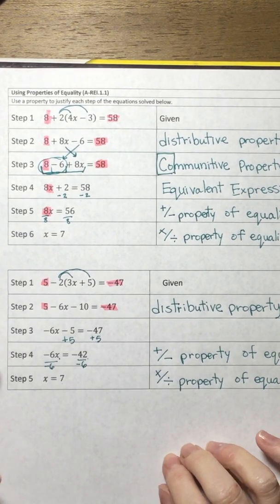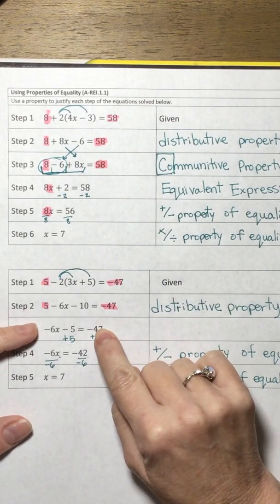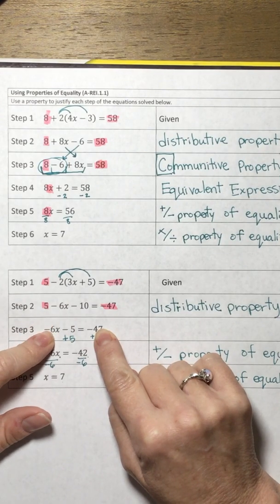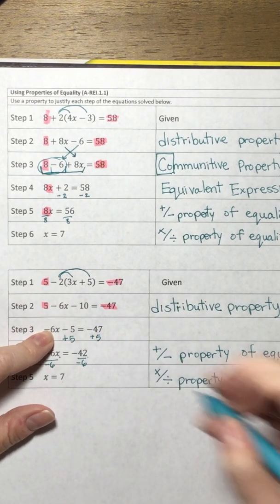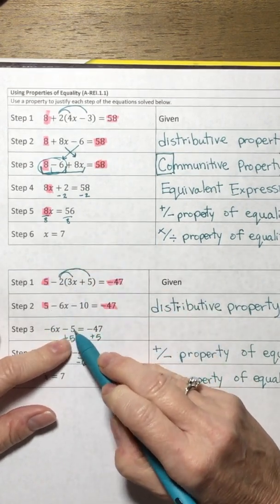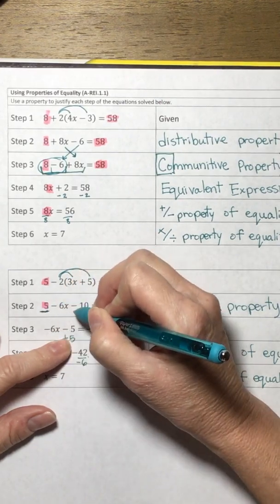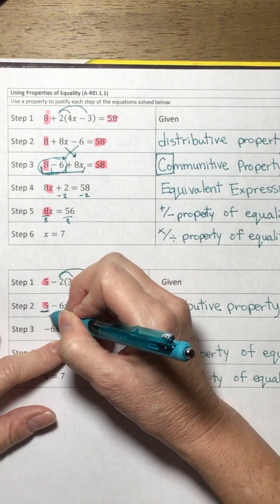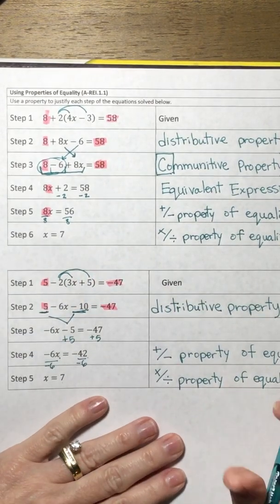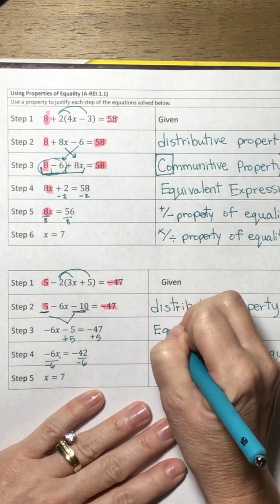So for step 3, let's see what happened. The -47 had not changed. The -6x is here. But be careful here. The 5 is not the same because this is a -5. So we have a 5 and a -10 that is somehow turned into a -5. So what did they do? They combined like terms or wrote an equivalent expression.